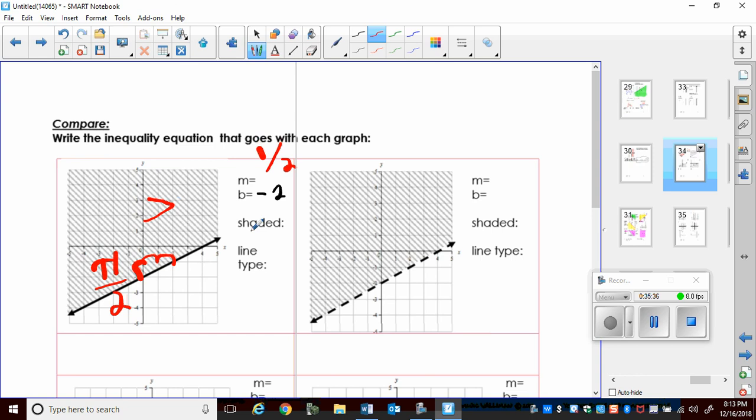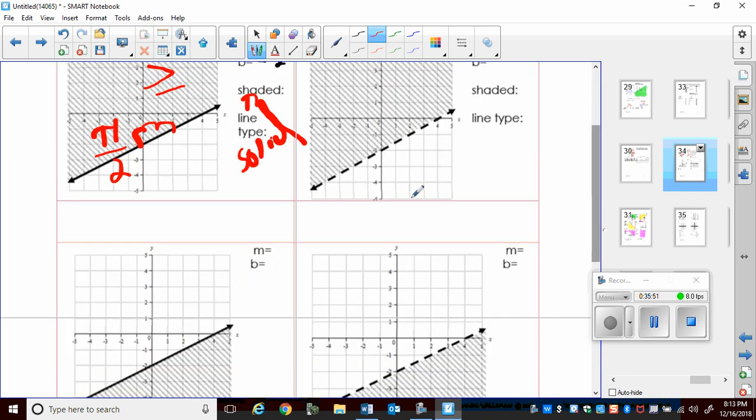The line type is solid, so it's equal to. So my equation is y is greater than or equal to positive 1/2 x minus 2.